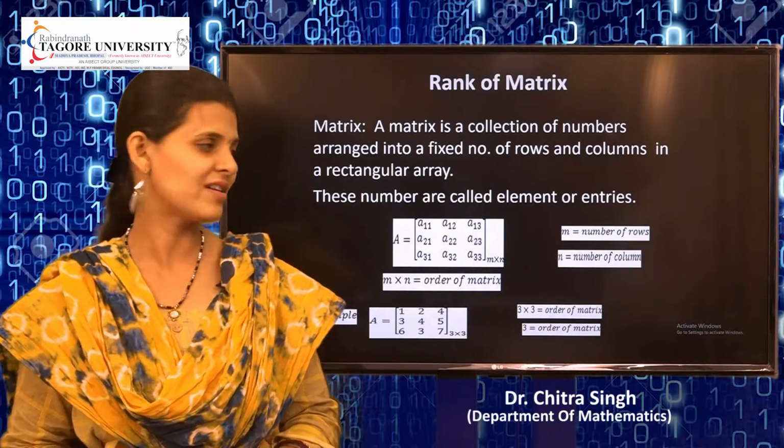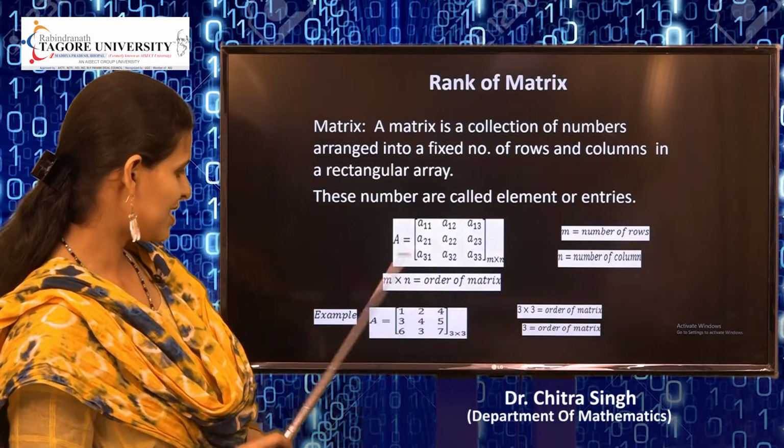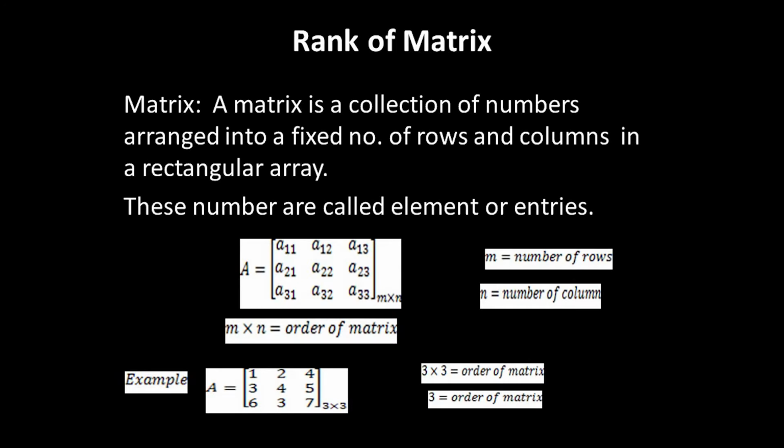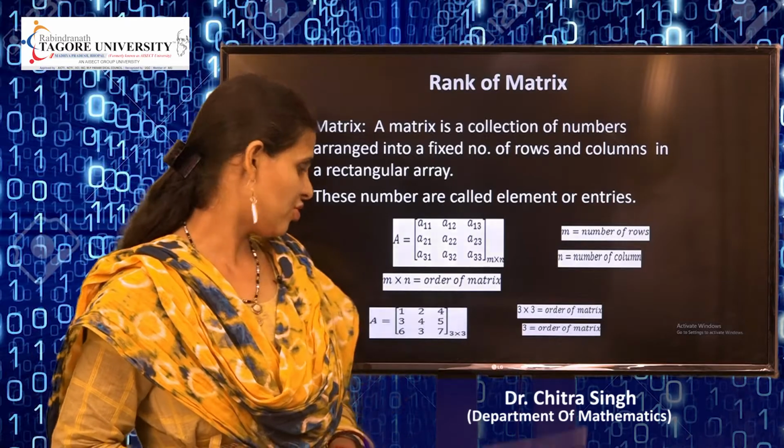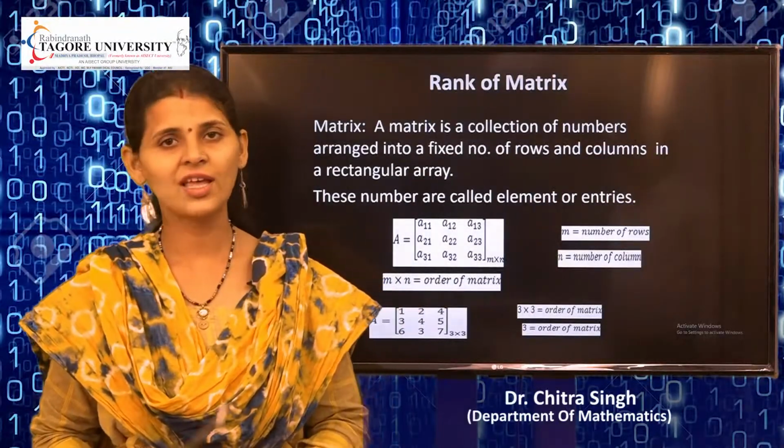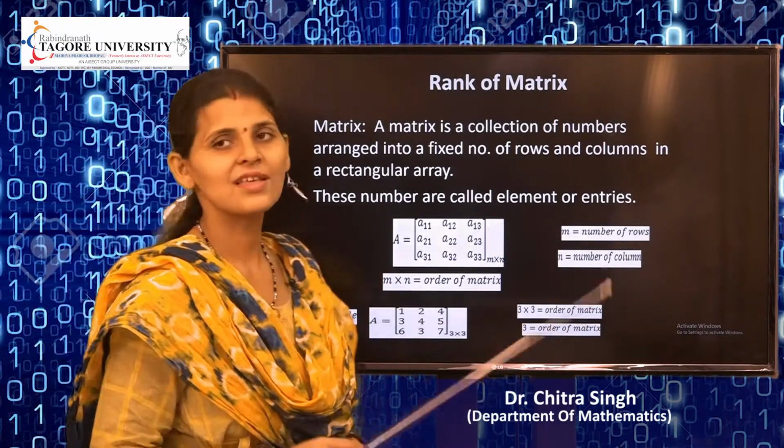For example, A equals 1, 2, 4, 3, 4, 5, 6, 3, 7. This is row first, R1: 1, 2, 4. Then 3, 4, 5 is R2, the second row. Then 6, 3, 7 is R3, the third row. So the order of row is 3, and the columns 1, 3, 6, 2, 4, 5, 4, 5, 7, so the order of column is also 3. Now the order of matrix is 3 cross 3.